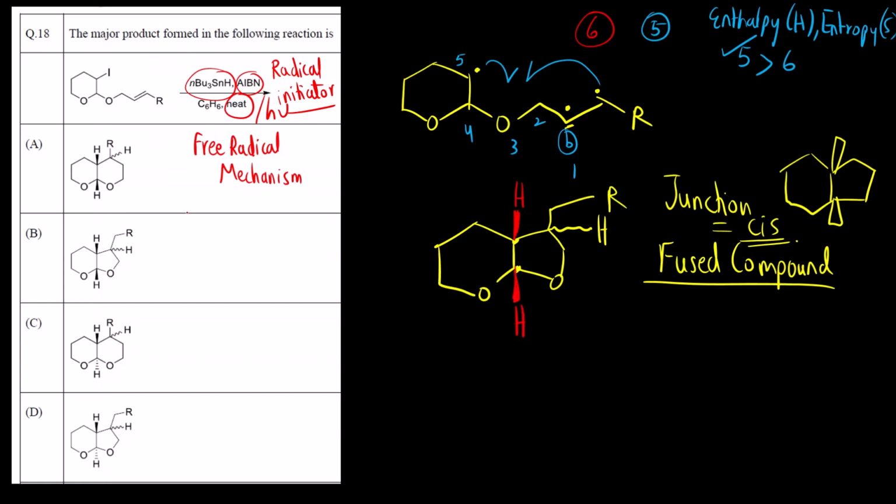So what is the correct answer? 5-membered ring. So 6-membered ring options are incorrect. 5-membered ring, here it is cis. Here both the hydrogens are trans. You can see one is above, one is below the plane. Here both are above the plane. So the correct answer is going to be option B.